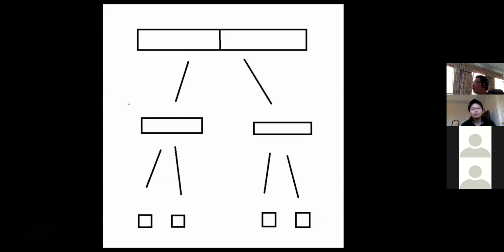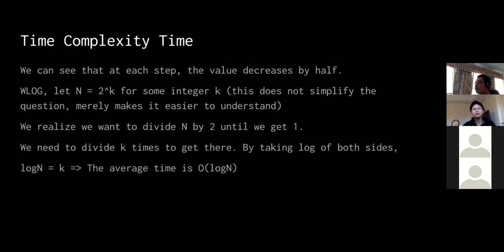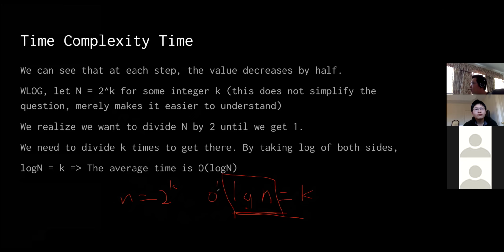So let's make n equal to 2 to the power k to make it easier. When we take log of both sides, right? So log is basically the opposite of an exponential, right? Because when we keep dividing or multiplying multiple times, it becomes an exponential. So to figure out how many times, we have to use log. And when we do that, we have n equals 2 to the power k. And this is the most important step. When we take log of both sides, we have log n equals k. And that's it. That's our answer. So that's our O time.